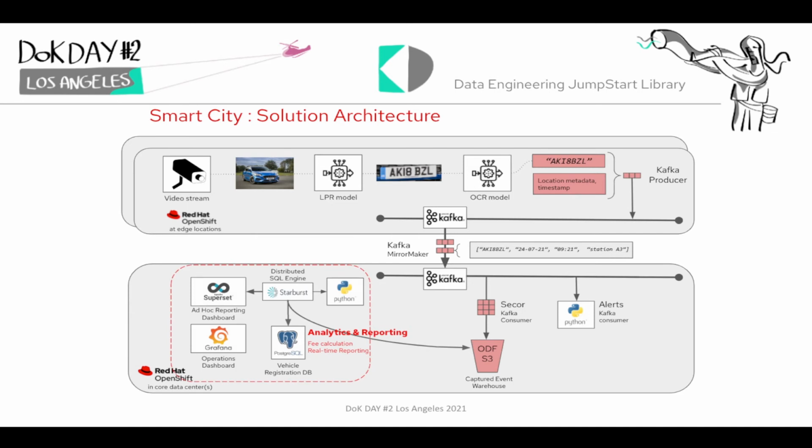Finally, once we have collected all the data into Kafka, a database, or an S3 object storage, we need to do some analytics and reporting, like fee calculation and real-time reporting. For this, we are using Starburst Trino, which is Presto, the old name. It is a distributed SQL query engine that can read data from multiple heterogeneous sources. In the same SQL query, it can read data from a PostgreSQL database and, at the same time, from an S3 object storage like Ceph or ODF, OpenShift Data Foundation.